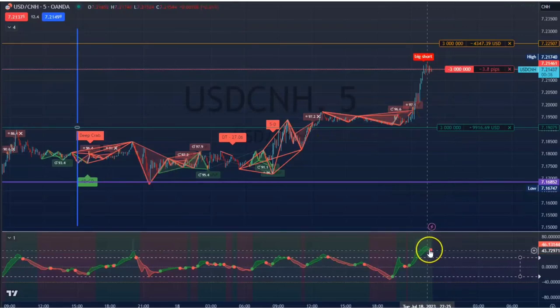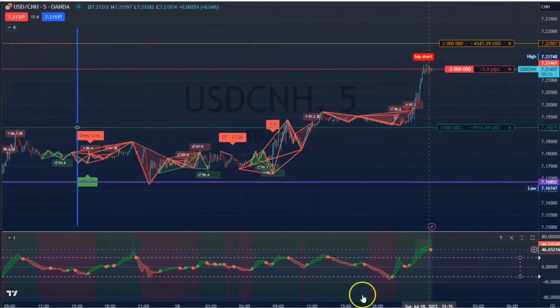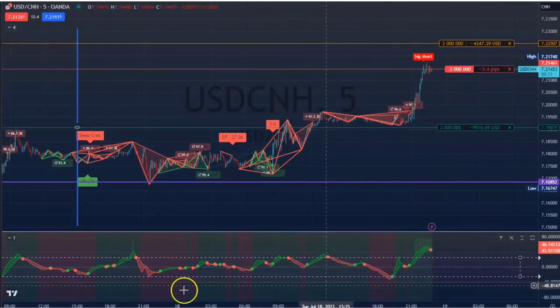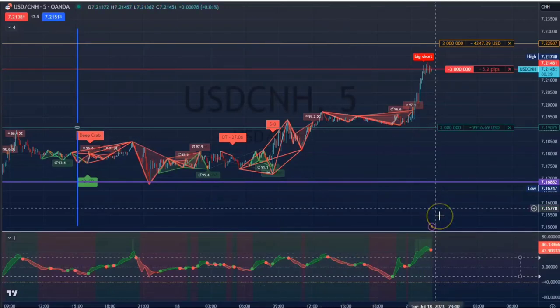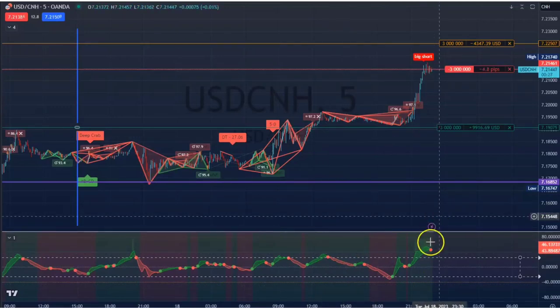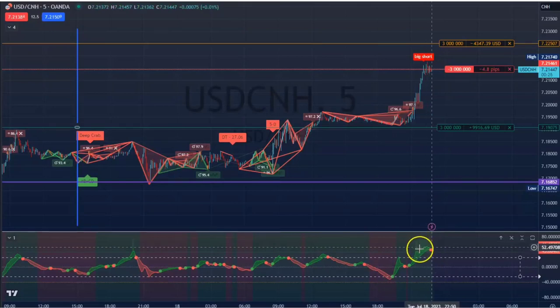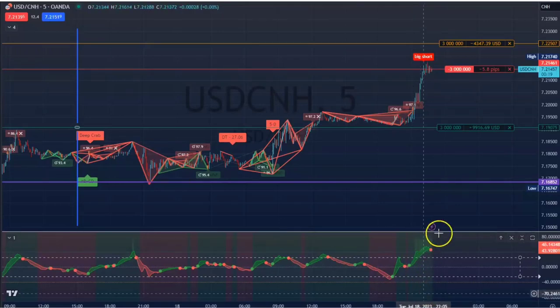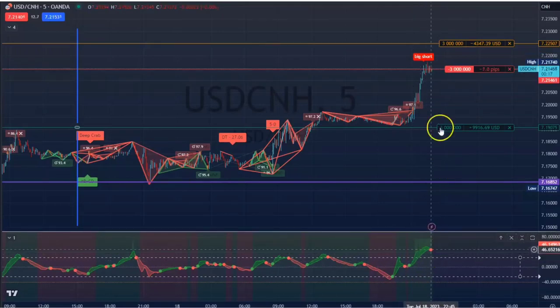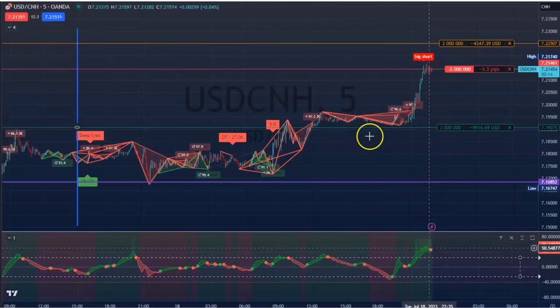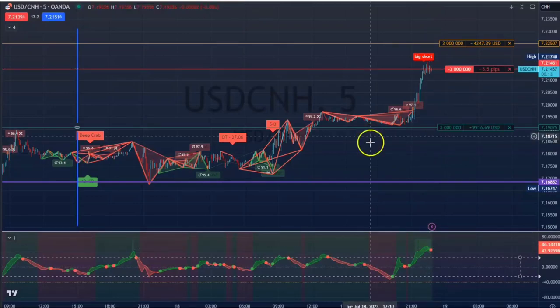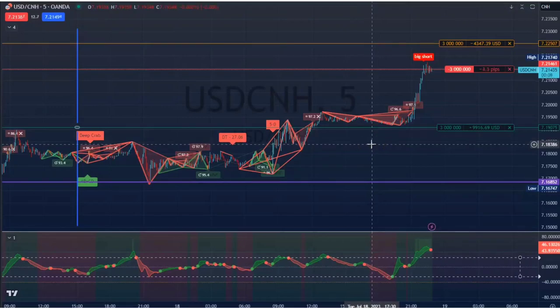But what I do is, I have this histogram, you can call it. And just follow it. It tells you when it's in the overbought area, then it tells you when to get in for the sell. I found that on the 5-minute chart to be very, very good.